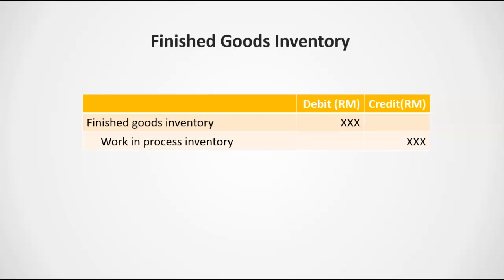So the next one is the finished goods inventory. Once the goods are completed, they will be sent into the store and identified as finished goods. Here, the recording will be debit finished goods inventory account and credit work in process inventory account. At the end of the financial year, the balance in the finished goods inventory account is reflected in the balance sheet under asset.